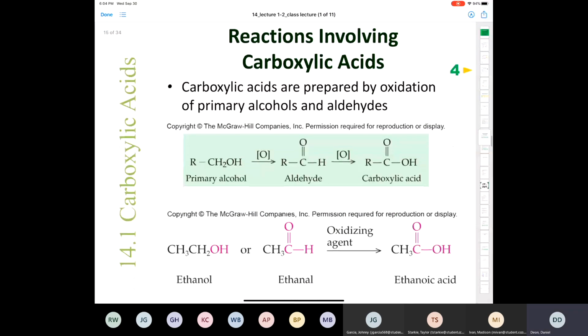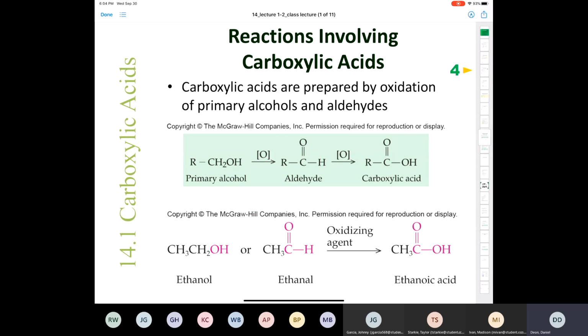All right, are you ready? Strap on your skates, Gordy. We're going in. We're getting into the fun stuff: the reactions of carboxylic acids. So this is where it gets a little bit more involved, and so make sure you try to follow along with me on these.